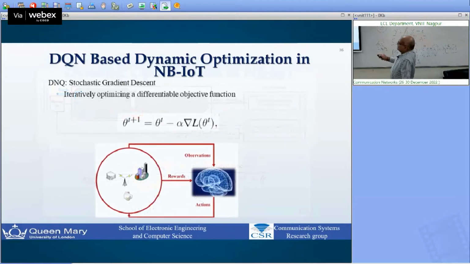So this is the theta, the neural network weight vector. So how is the weight updated from the current time slot to the next one using the stochastic gradient descent method.